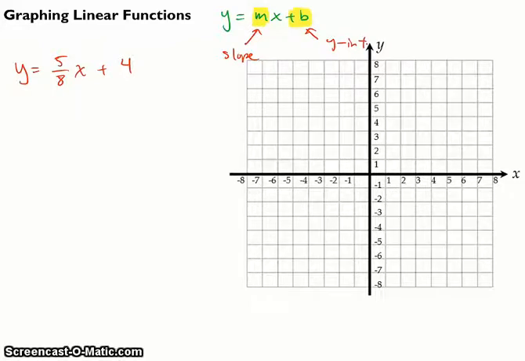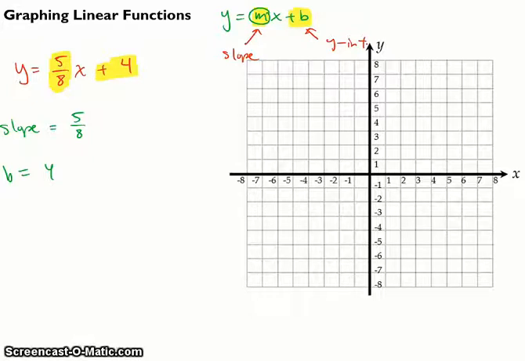So in this case, your slope for this function is 5/8. We use m to denote slope. Slope is 5/8, and your y-intercept is positive 4. You always have to take that sign into account, so positive 4.